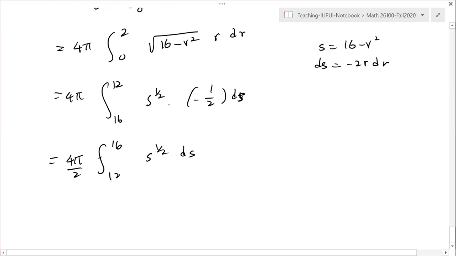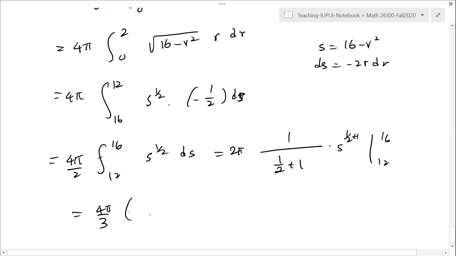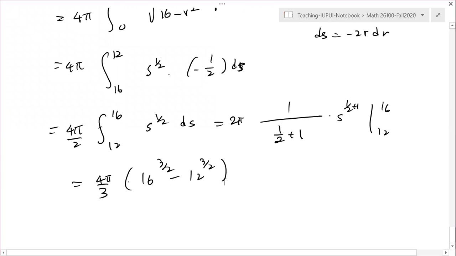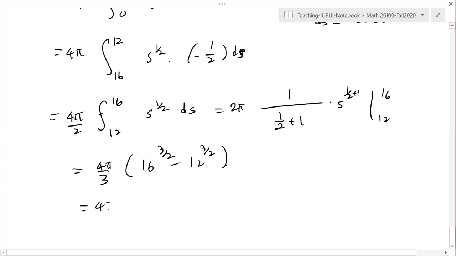So the antiderivative of this will be, so my answer here is 4 pi over 3 times 16 to the 3 over 2 minus 12 to the 3 over 2. So this is the answer. I'm not able to fully simplify, but we can simplify a little bit.